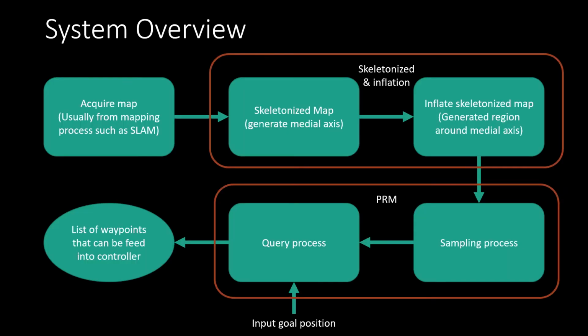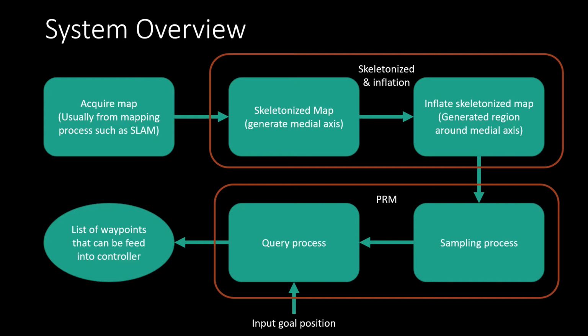Okay, this is an overview of our system. There are mainly two parts to our system. One is the skeletonization and inflation, and another one is the probabilistic roadmap. So let's take a look at our first block. The first block is to acquire a map. Usually it comes from a mapping process, such as simultaneous localization and mapping.